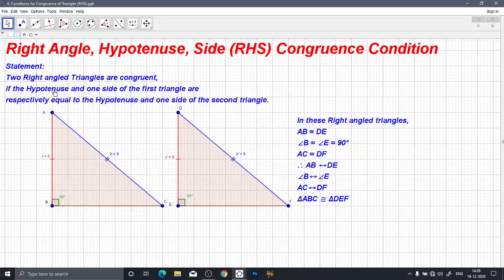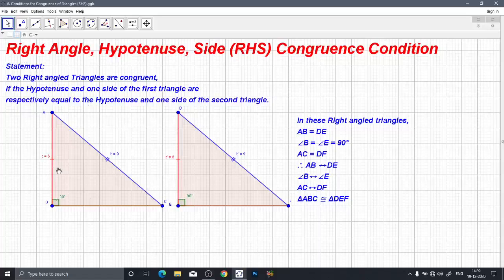If the hypotenuse and one side of the first triangle, any one of the remaining two sides we can take, are respectively, meaning corresponding sides only, equal to the hypotenuse and one side of the second triangle, then they are congruent to each other. Here this is already equal, and there is no need to prove that angle B is equal to the other angle, because they are exactly 90 degrees as these two are right angle triangles.